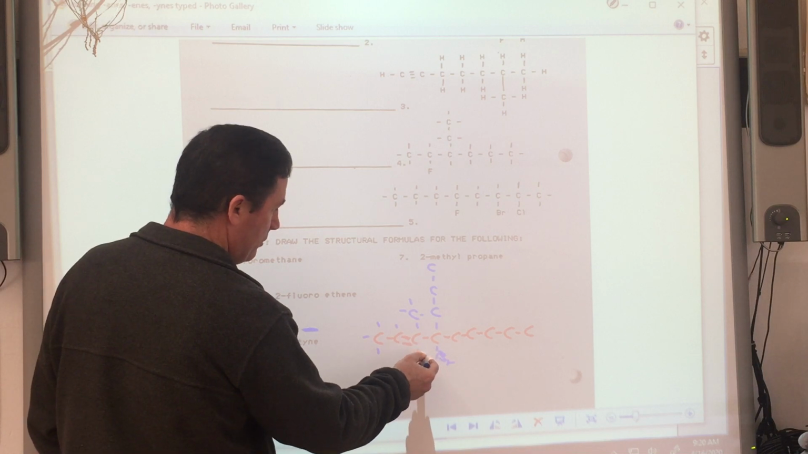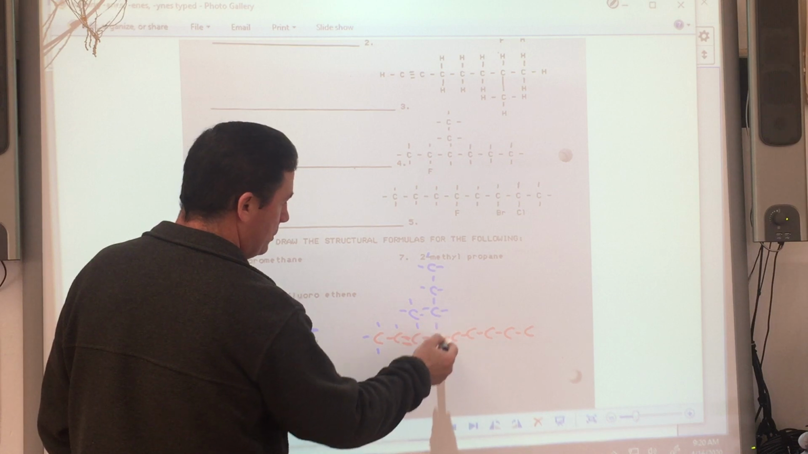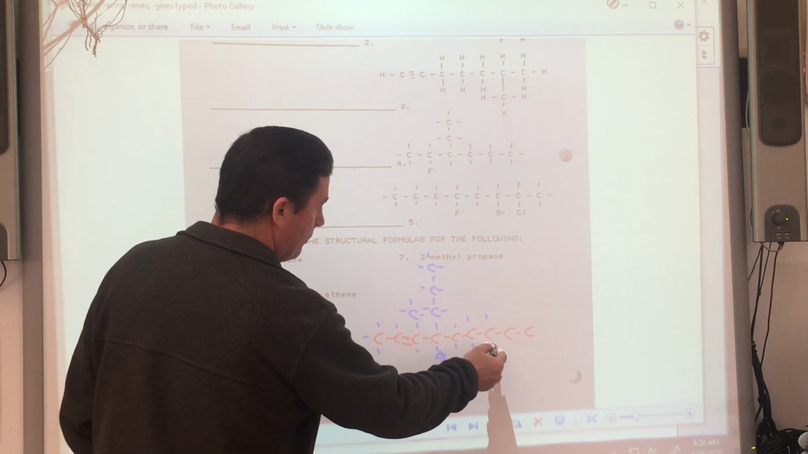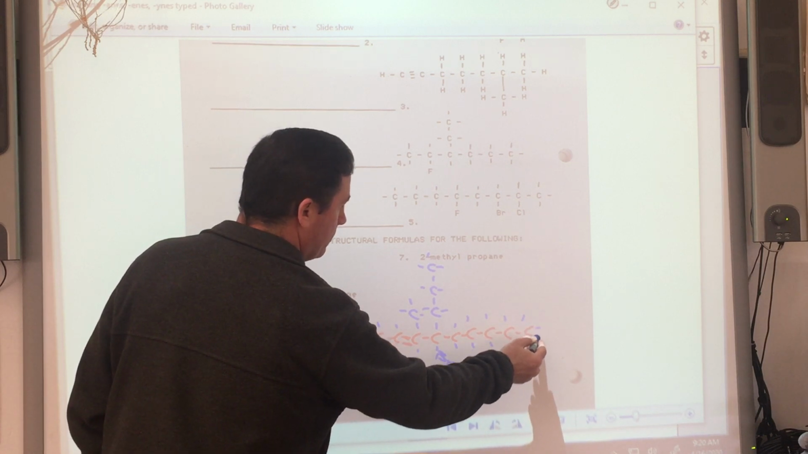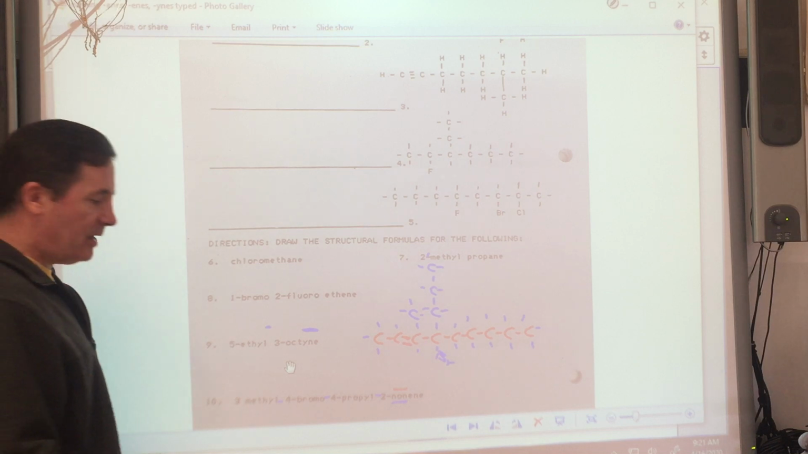Adding the bonds to each carbon, 1, 2, 3, and so on. Okay? All right, so hopefully you got that one.